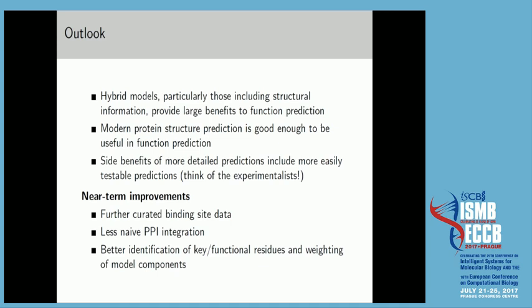And so definitely there are some near-term improvements that are possible, and we'll probably have lots more near-term improvement ideas after we see the CAFA results. We're doing some work to further curate all of the databases that go into this, especially the binding site data. We'd like to do a better job of integrating the protein-protein interactions in particular. And we'd like to do a better job of identifying key residues. And we've also toyed with these ideas of domain decompositions that a couple folks have been talking about to really focus the model on the parts that are likely to matter.